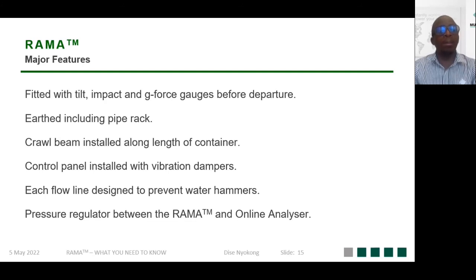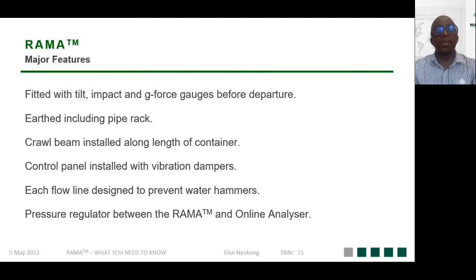Also, there's a crawl beam installed inside the container. This is to help prevent the use of external crawl beams in lifting the equipment. The control panel itself is also fitted with vibration dampers to prevent any vibration being sent to the control panel itself. Each flow line is also designed to prevent water hammers. By that, it prevents any damages and also reduces downtime on the whole system.